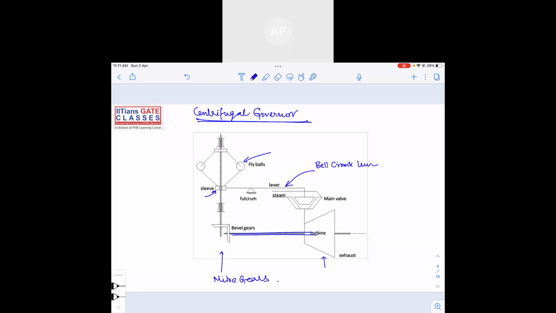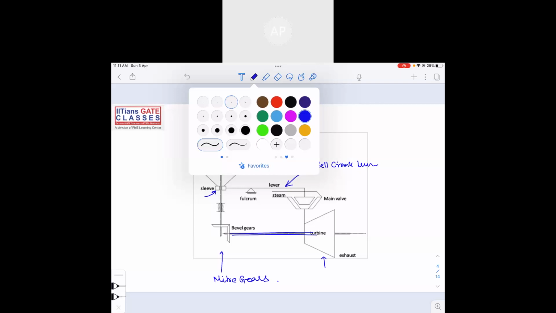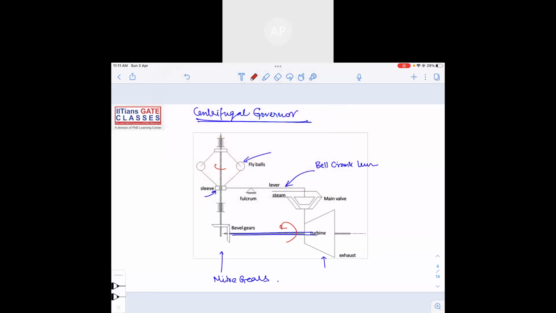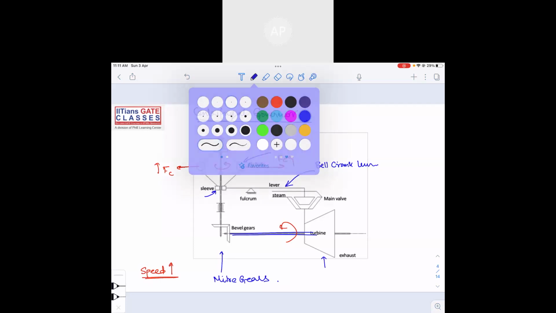So what will happen? As the engine keeps on rotating, as the engine starts its motion, the shaft will start its motion. Because the shaft is in motion, the fly balls will also have circular motion. So there will be some amount of centrifugal force on the fly balls, so they will move outwards. The sleeve will move up as the speed increases. As speed increases, the centrifugal force will also increase, right? Centrifugal force increase means the fly balls will move outwards. This is the radius of the fly ball.